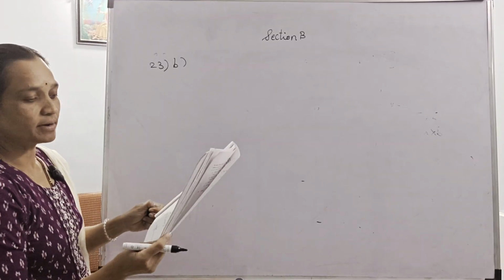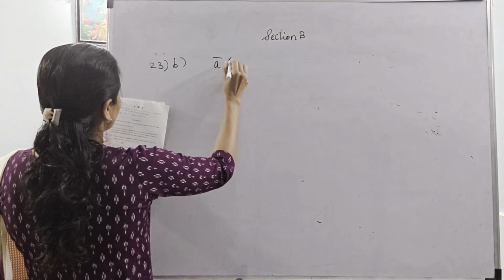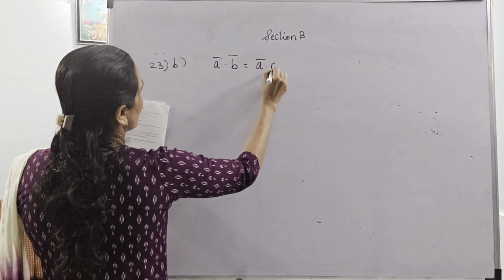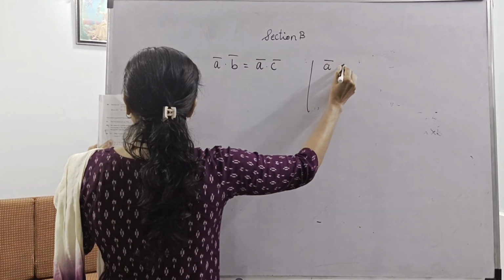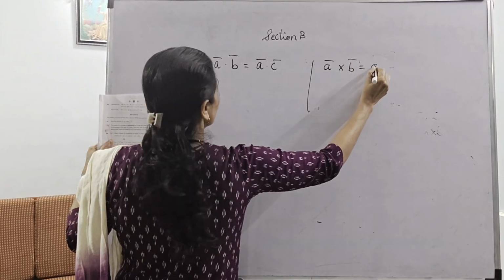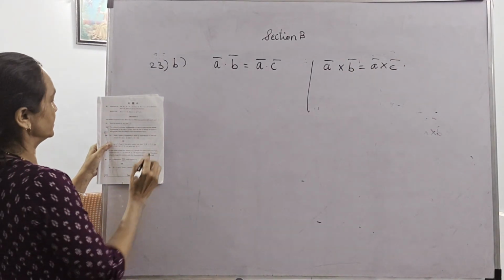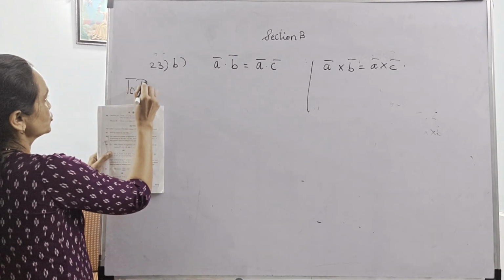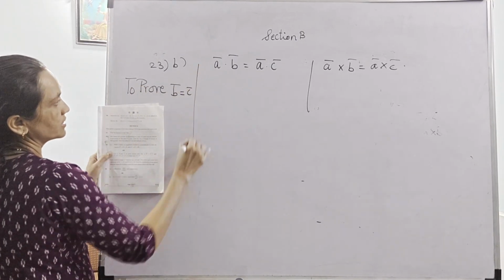Now the B part of it, question number 23b. A bar, B bar, C bar are three vectors such that A bar dot B bar is equal to A bar dot C bar, and the second condition is A bar cross B bar is equal to A bar cross C bar. Now it is asked to prove that B bar is equal to C bar.